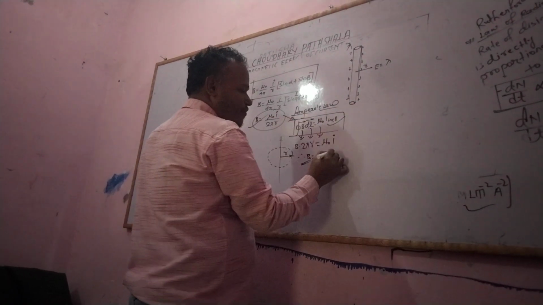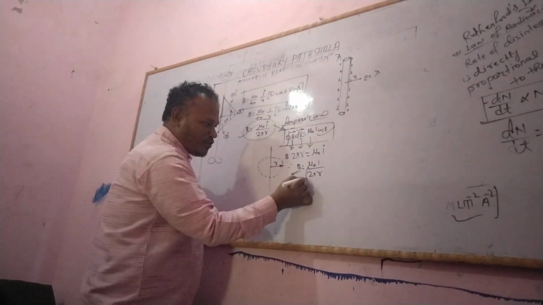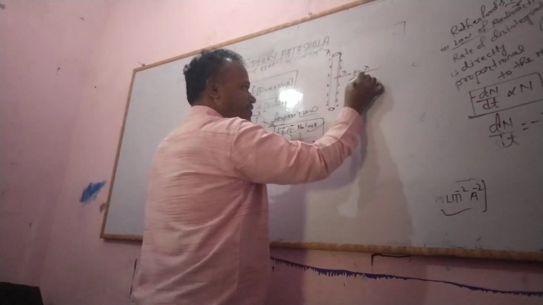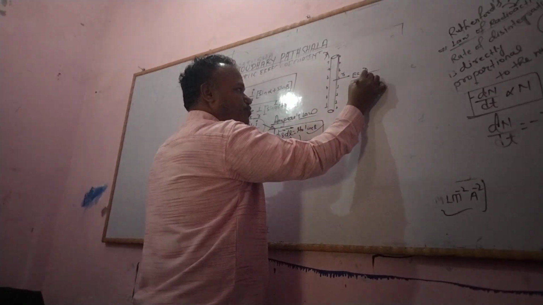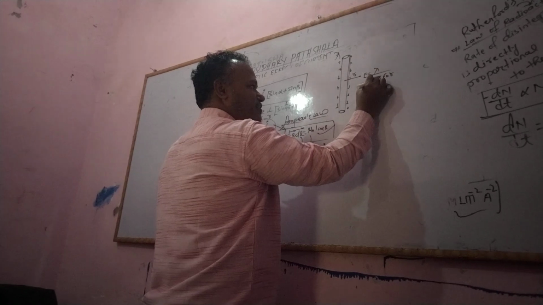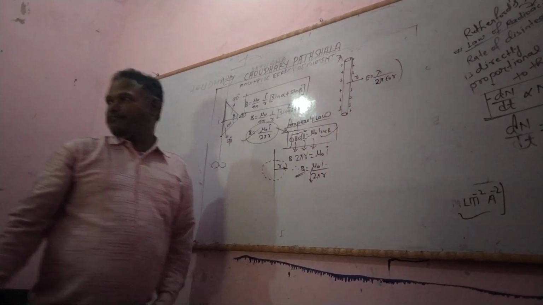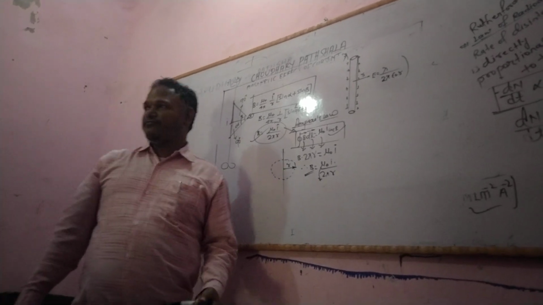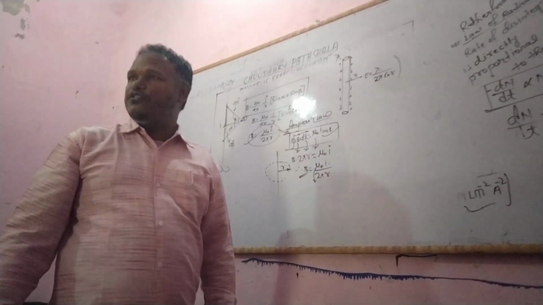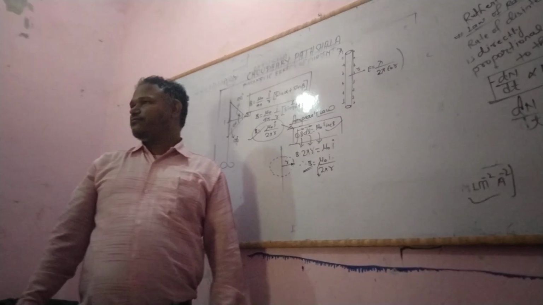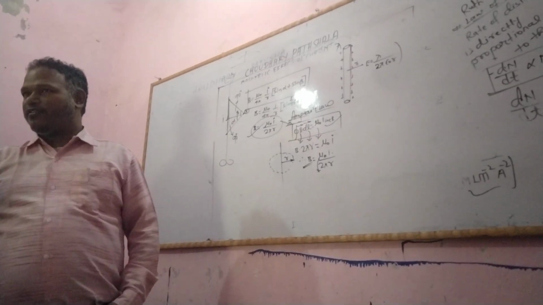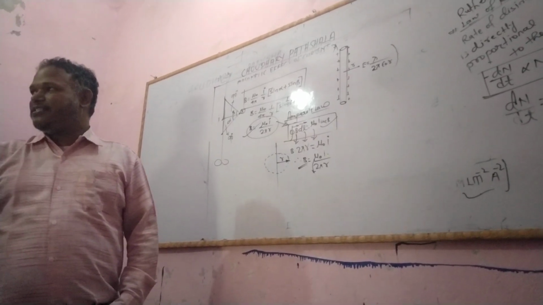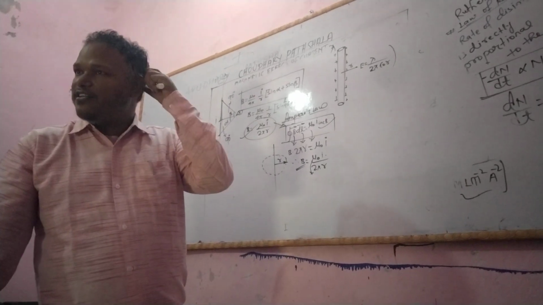Lambda I will be equivalent to what? Lambda, and mu naught will be equivalent to 1 upon epsilon naught. So lambda upon 2 pi epsilon naught r. Can you remember this? This is the electric field due to a straight wire outside.